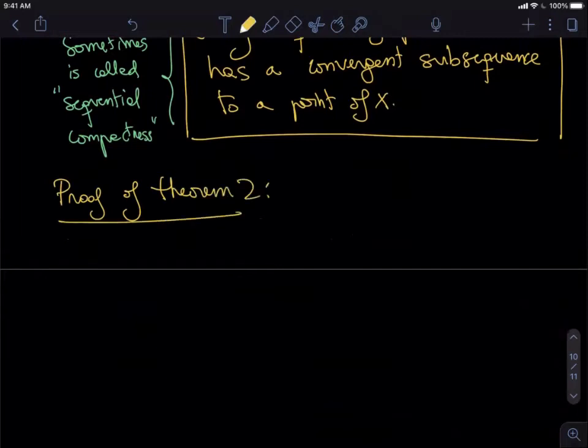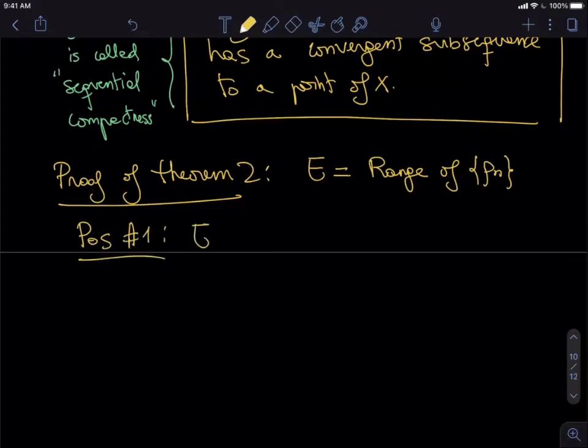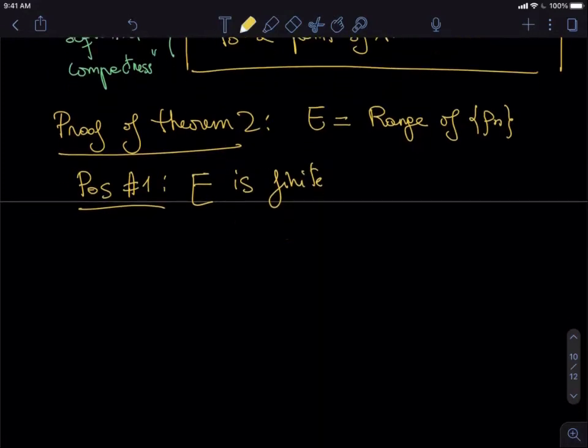Proof of theorem 2. Let's take the range of the sequence E. Remember, the range of a sequence is the set of points that appear in the sequence. Okay, so there are two possibilities. The first one is that the range of the sequence is finite. For example, this happened when we had the alternating sequence or sequences that involve jumping among a finite set of points, even if that set is very large.